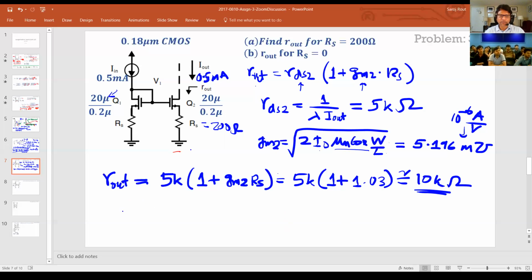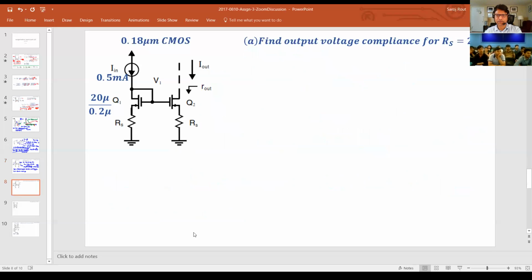All right, so if you had a simple mirror with the same sizes, you would have got just RDS, right? So R out would have been just 5K. This is for the simple current mirror. Now, because you added that RS, you get 10 kilo ohms now. You get twice, okay? Now, there is a price to pay for it, and that's actually the voltage headroom.